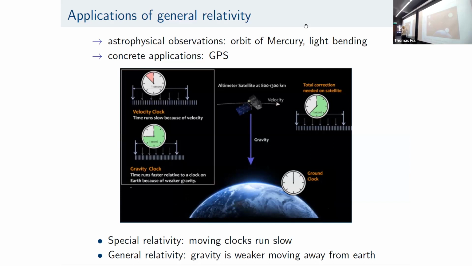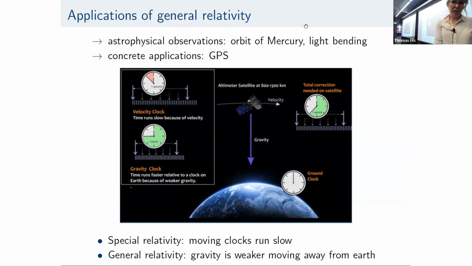So these two different effects give you some cumulative effect, and the numbers are like 40 nanoseconds or something per day. It's very, very small, but if you didn't include it, our GPS would be off by like 10 kilometers per day. So it's something that is very much needed for GPS to be accurate. So there's an application of general relativity.